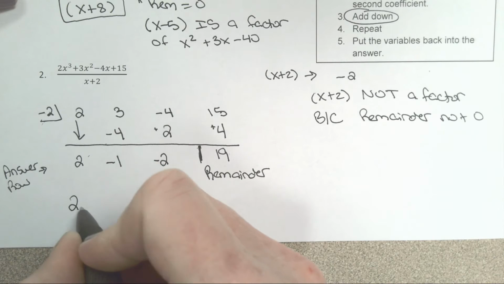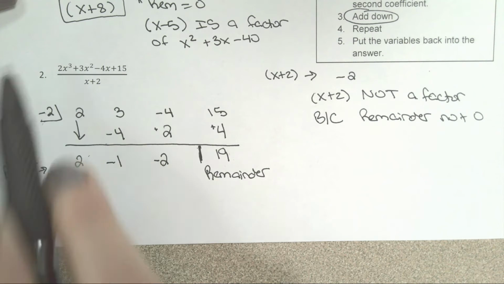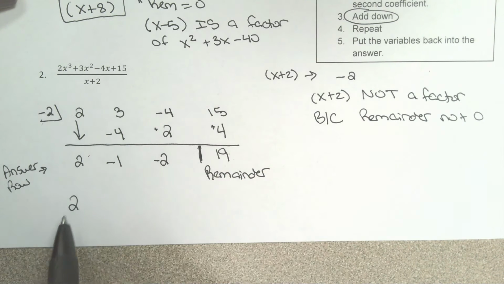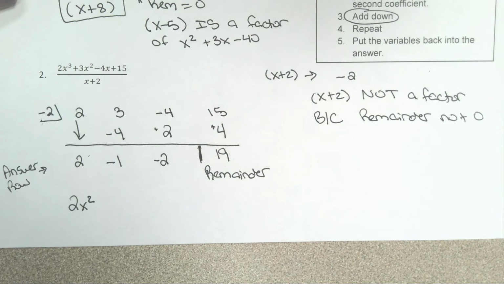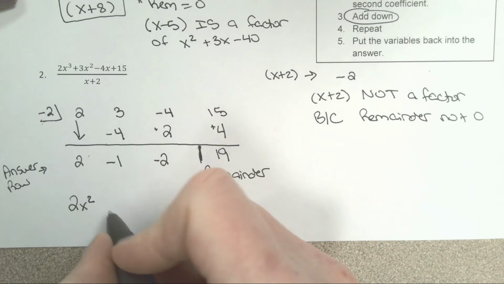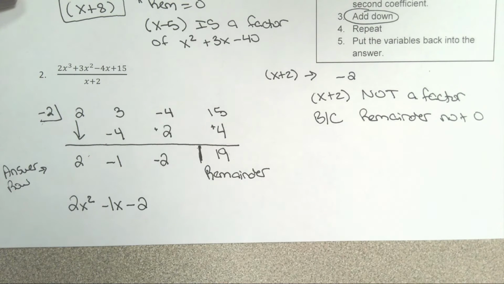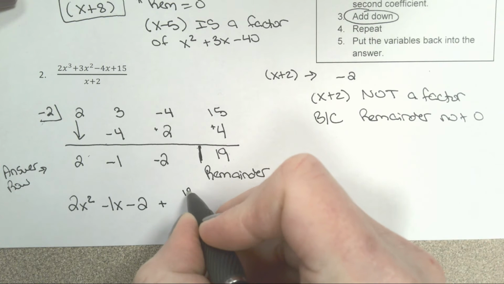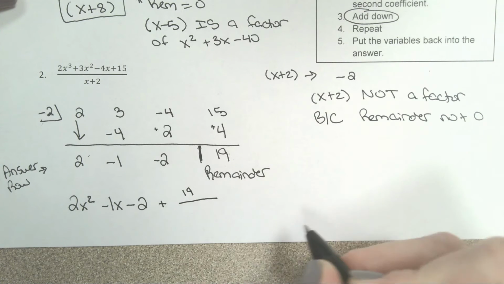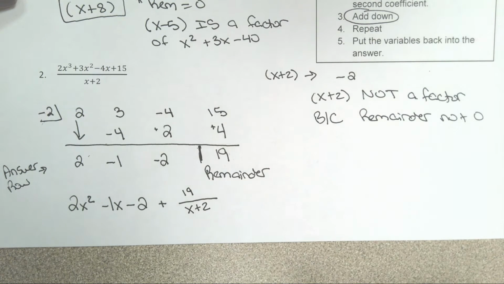So when you write your answer, these are the coefficients, and then you put in the variables, and you start with one less than what you started with. So I started with x to the third. This answer is an x to the second. And then from there, they go in descending order. -1x minus 2, and I have a remainder of 19. So you write remainders, you have to think back to like 5th grade math, as 19 over x plus 2.